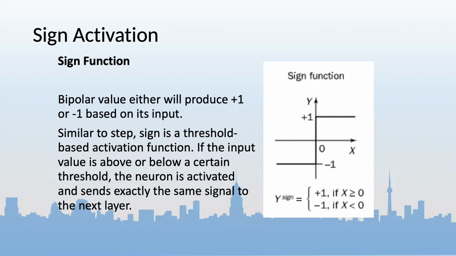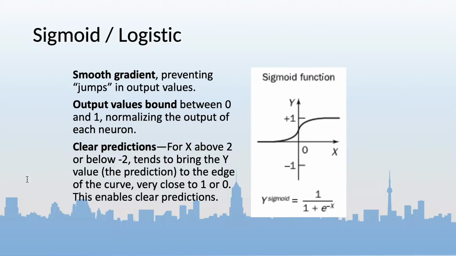Other than sign activation, we also have sigmoid or logistic activation function. For this sigmoid function, the value is between 0 and 1. So the value for sigmoid function will never reach 1 and it will never reach 0.